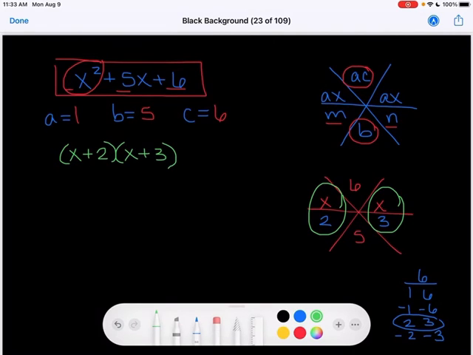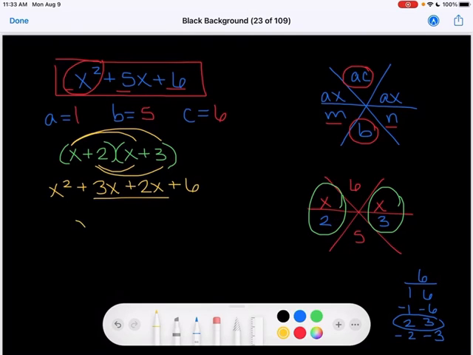Now, we can check this to make sure we did this correctly by distributing. So x times x is x squared. X times 3 is 3x. 2 times x is 2x. 2 times 3 is 6. And I can combine these. So I get x squared plus 5x plus 6, which is what I started with. So we know we did that one correctly.